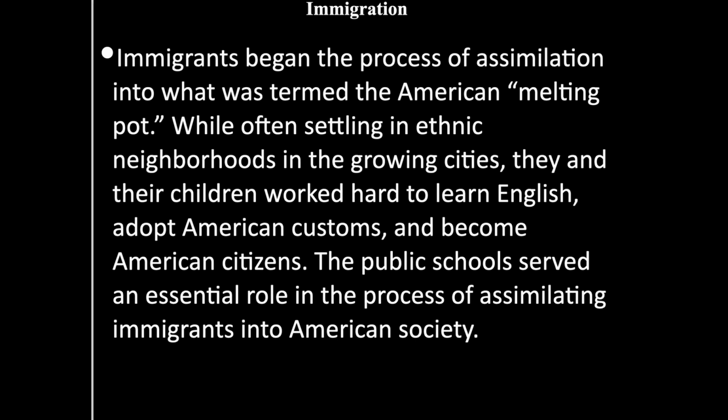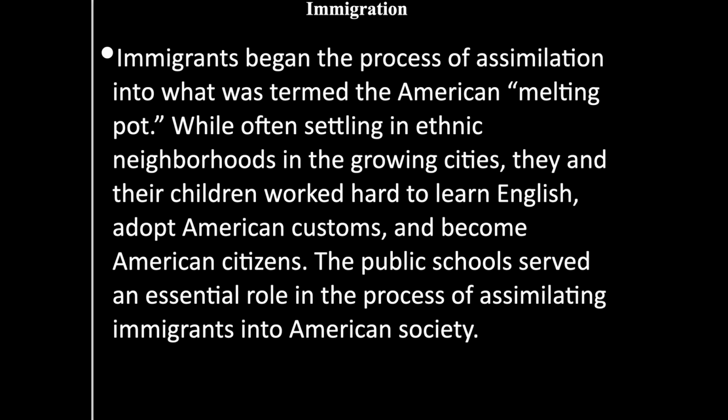All right, next up, immigrants began the process of assimilation into what was termed the melting pot. So assimilation is a pretty good vocabulary word. What that means is they're blending in. America is called a melting pot, obviously, because there's all different kinds of people, all different country backgrounds, etc.